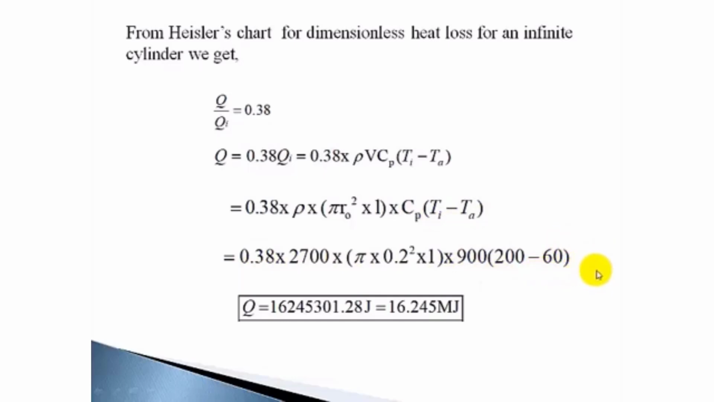So what you are getting is, for unit length, from 1 meter length, how much heat is lost in the first 5 minutes. What we are calculating is for 5 minutes. So in 1 meter length, how much heat energy is removed from the cylinder to the surroundings. The fraction we got based on the initial energy content is 0.38, so 38% of the total energy content is removed. So 38% of that is 16.245 into 10 raised to 6 joule. It can be converted into megajoule by dividing by 10 raised to 6: 16.245 megajoule. So this much energy is removed in the 5 minutes time duration from one meter length of the cylinder.